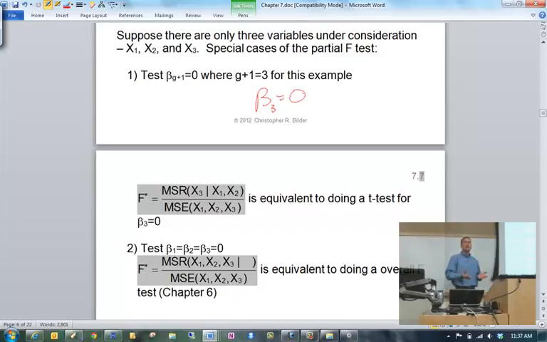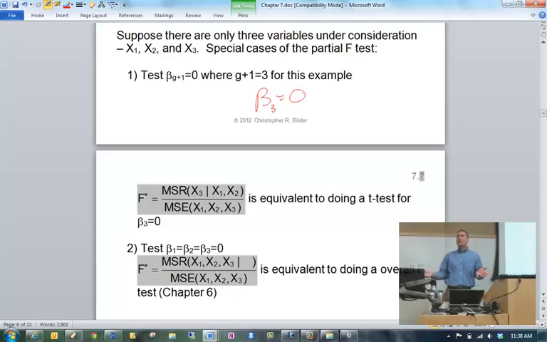Is it equal to 0 or not? I could use a t-test for that. And notice what that says: given x1, x2 in the model, is there sufficient evidence to say that x3 is important or not? That's what a t-test gives you. That's what we saw in chapter 6.